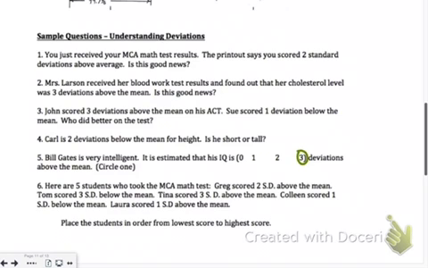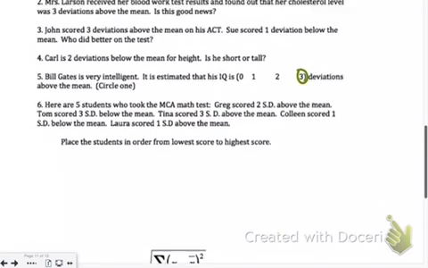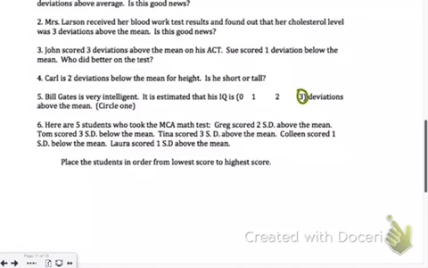Okay, go ahead and take a look at number 6 and see what you think about that one, and see if you can arrange those in order from the lowest score to the highest score. Okay, and once you're done with that, that will conclude this video, and look for the examples in the next video.